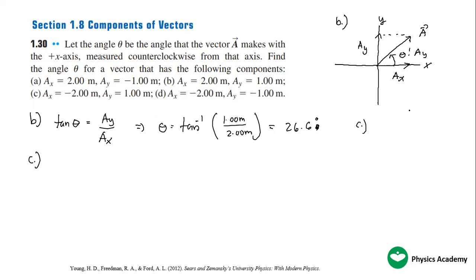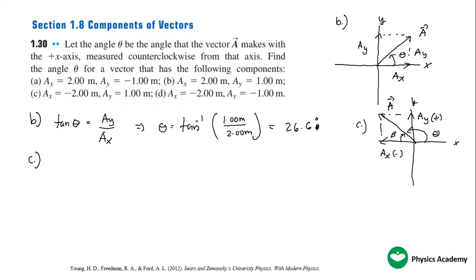For letter C, our vector is located from the negative x. So this is our x, y. We have AX negative and a positive AY. This AY is positive, so our vector is in quadrant 2. This is our vector A. It makes an angle theta from the positive x-axis. To answer this one, what are you going to do first? First, let's calculate this angle here.